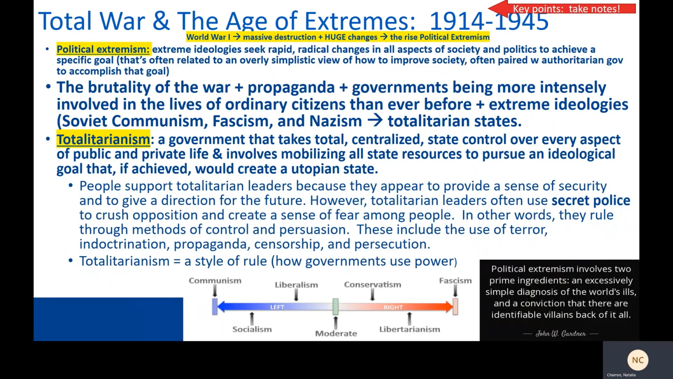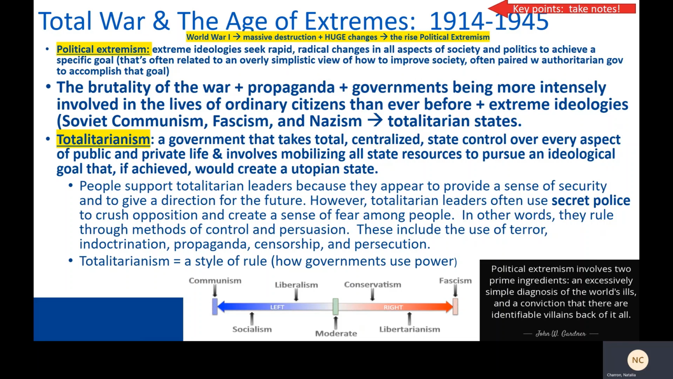Here's the last piece of the puzzle, and it's the form of government that develops as a result of all of these problems and all of these politically extreme ideologies, and that is totalitarianism. The brutality of World War I, combined with propaganda, and governments being more intensely involved in the lives of ordinary citizens than ever before, and these extreme ideologies like Soviet-style communism on the left, and then fascism and Nazism on the right, helped form the world's first totalitarian states.